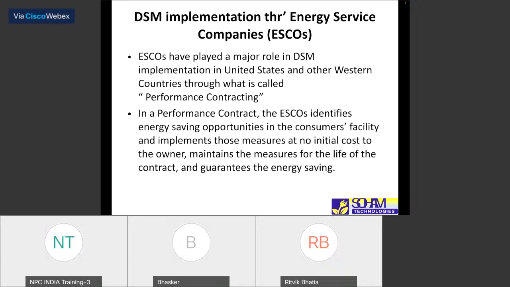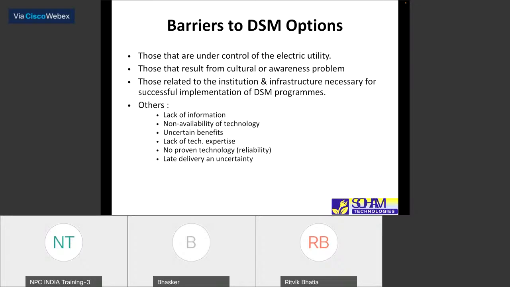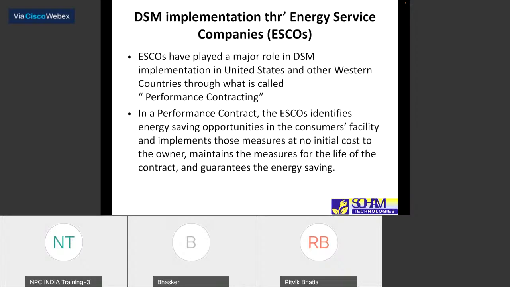So, DSM implementation through energy service companies. If we have barriers of this type, such as non-availability of technology and lack of technical expertise, then what should we do?